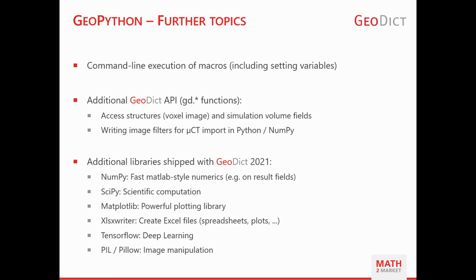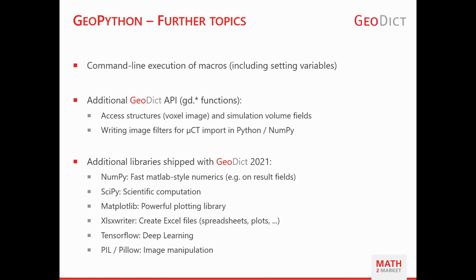And one other thing that you can do is write custom image filters for MicroCT import, or actually use external image filters for MicroCT import. We also include some other popular standard libraries, namely NumPy, which allows you to do fast numerics, for example, on structures or result fields, as I mentioned earlier. So if you want to access the structure or want to access the simulation field, actually GeoDict will provide you with a NumPy array on which you can do pretty fast computation. There's also the SciPy library, which allows for further scientific computation, for example, optimization algorithms, interpolation algorithms, integration, derivation.